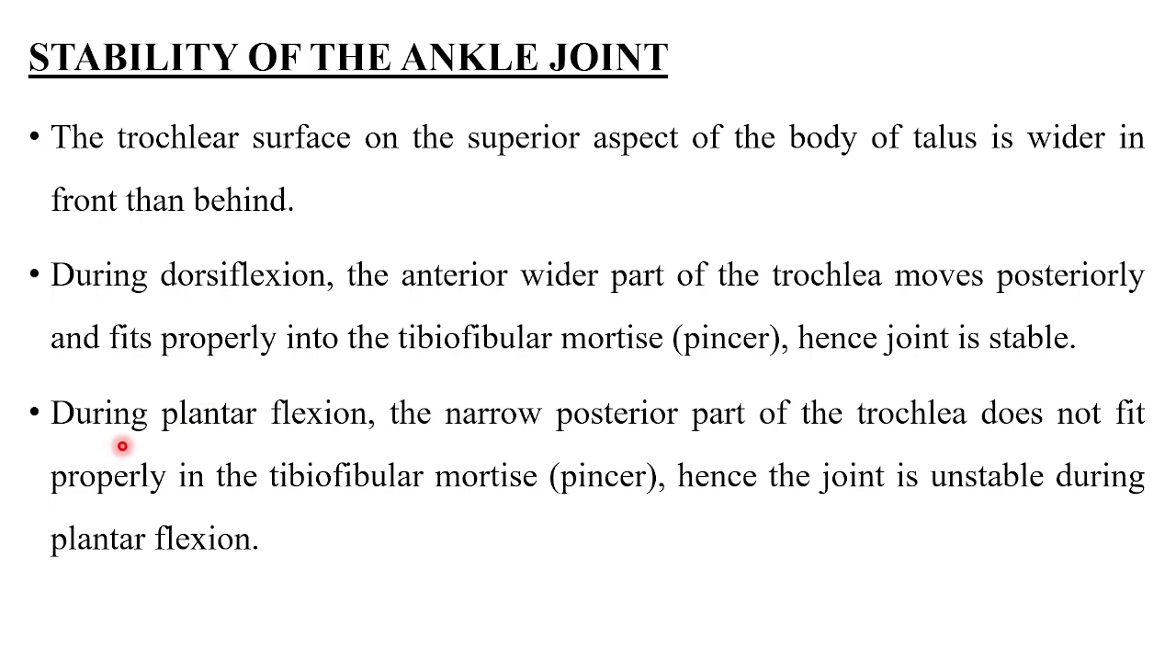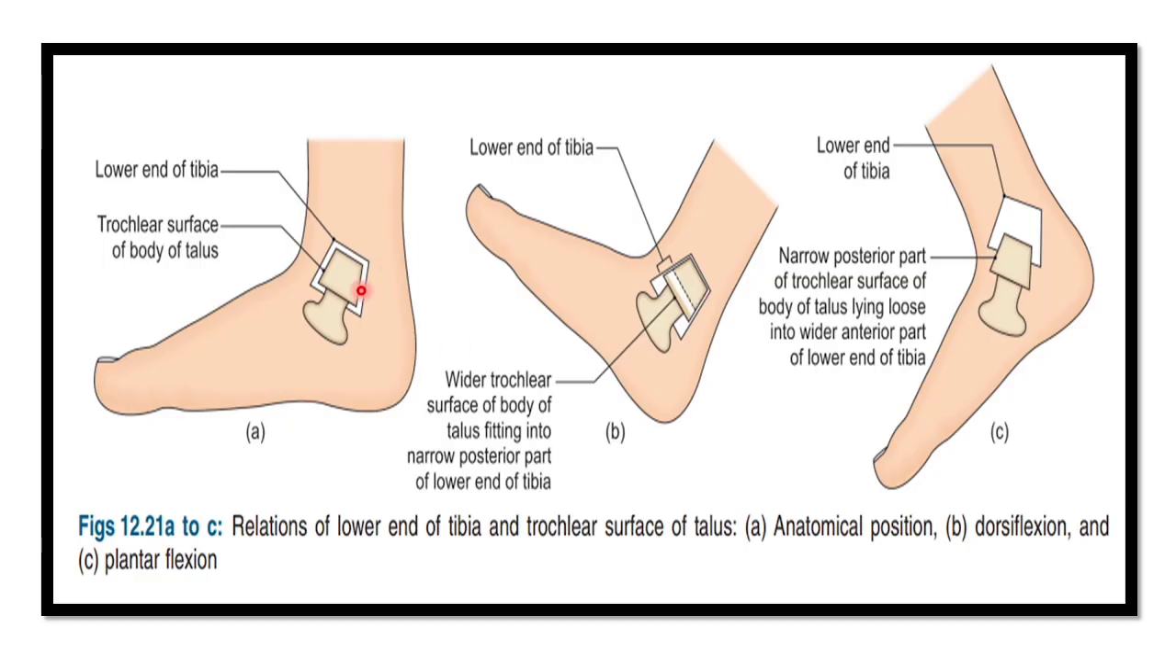During plantar flexion, the narrower posterior part of the trochlea does not fit properly in the tibiofibular mortise. Hence, the joint is unstable during plantar flexion. In other words, plantar flexion is the unstable position of your ankle joint. So this is the diagram, during dorsiflexion and during plantar flexion. During dorsiflexion, it is the most stable position of your ankle joint, and during plantar flexion, it is the unstable position of your ankle joint.